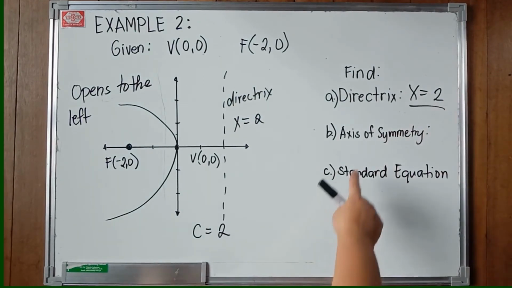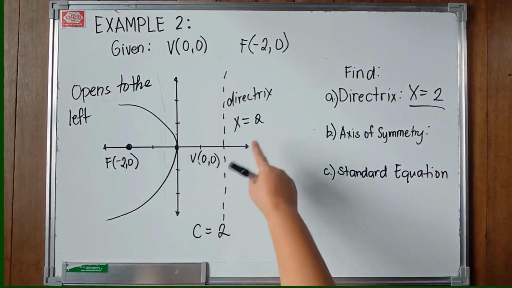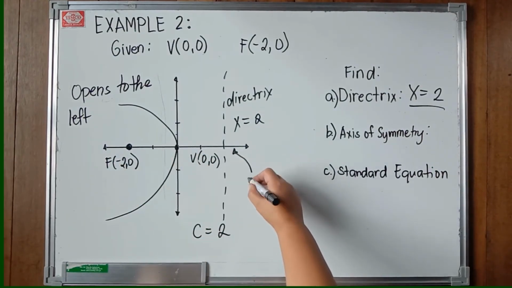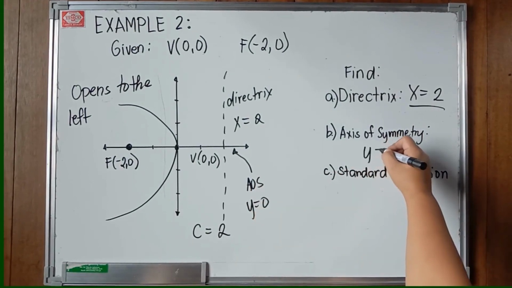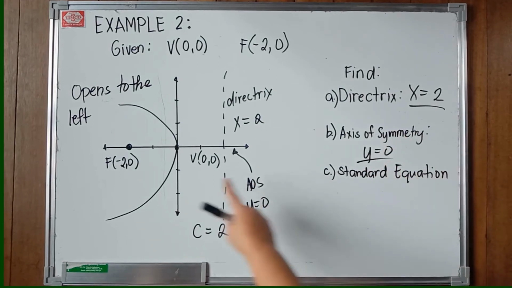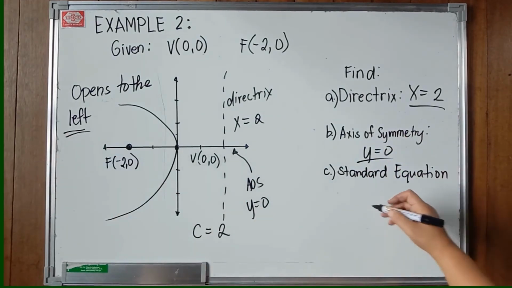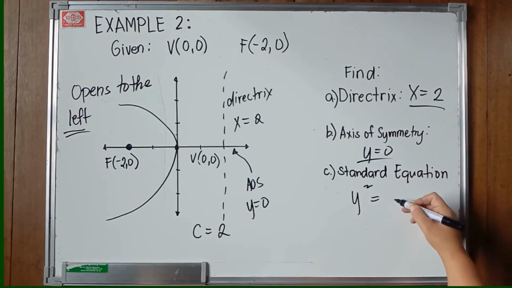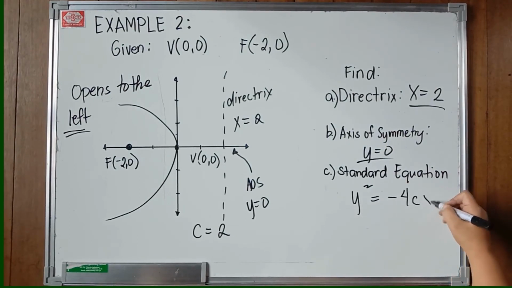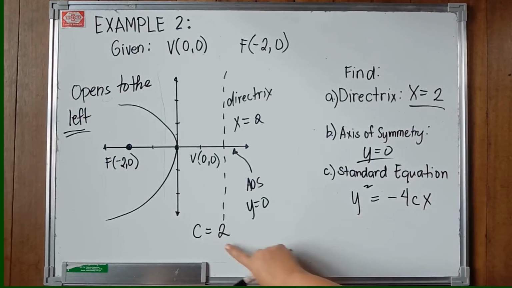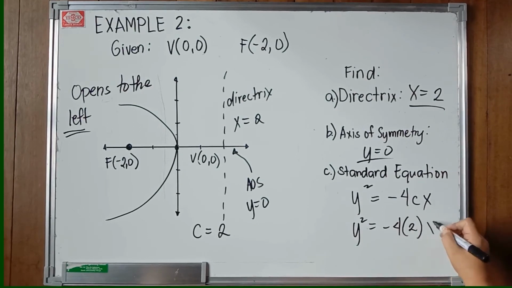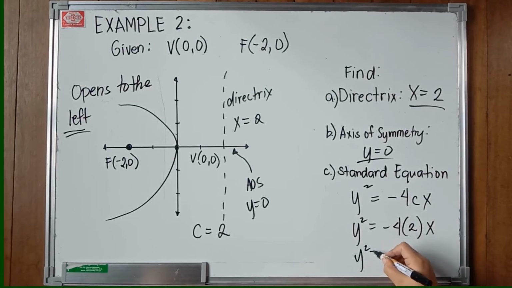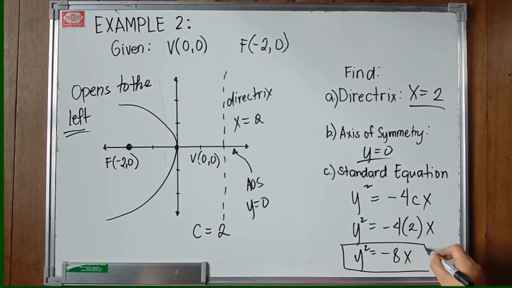Next, for our axis of symmetry, it is the x-axis. AOS is axis of symmetry. Axis of symmetry is y is equal to 0. And for our standard equation, since our parabola opens to the left, we have y squared is equal to negative 4cx. So we will just substitute 2 to c to find the standard equation. So y squared is equal to negative 4 times 2x. Y squared is equal to negative 4 times 2, which is negative 8x. And that is now our standard equation for our parabola.